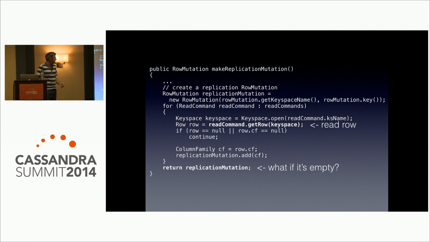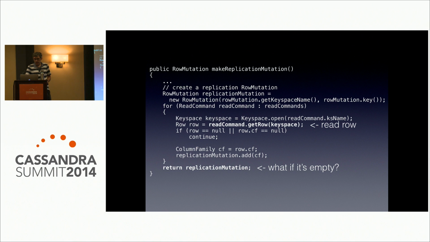But there's nothing to check that we actually read anything here. We constructed this row mutation. This for loop is just because maybe we're doing a batch across multiple column families or key spaces. But no one actually checks that we got something back from that row. Maybe it was empty. So how could that be empty?